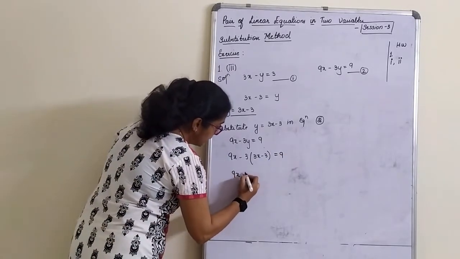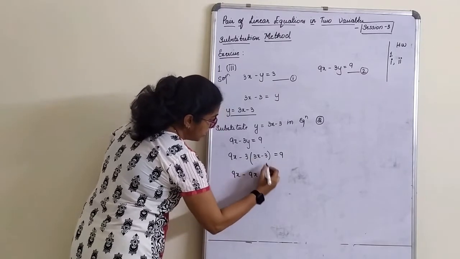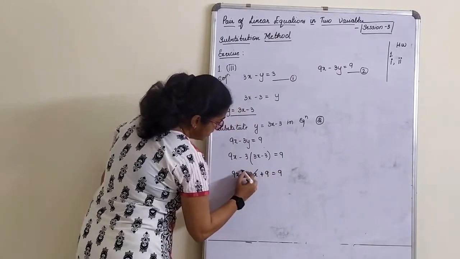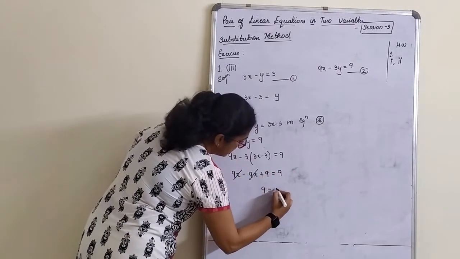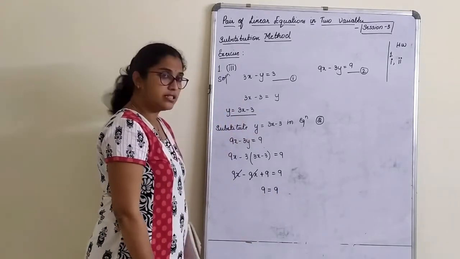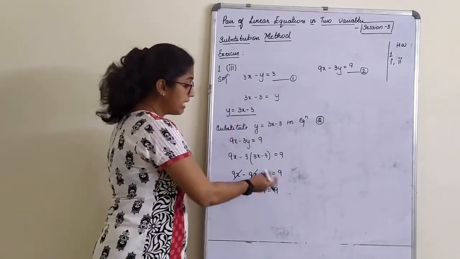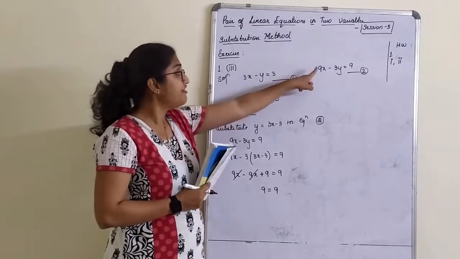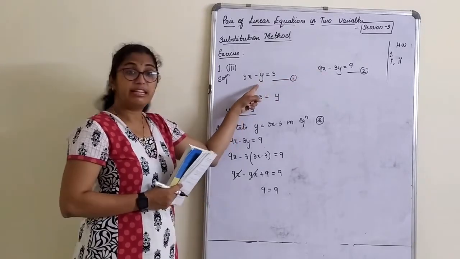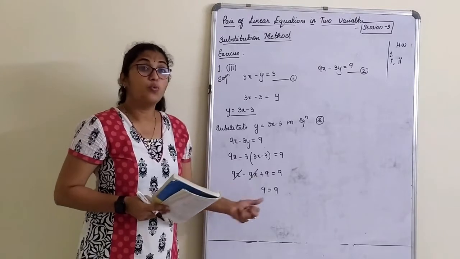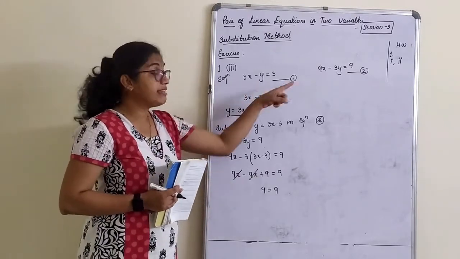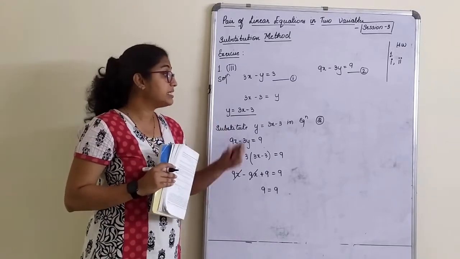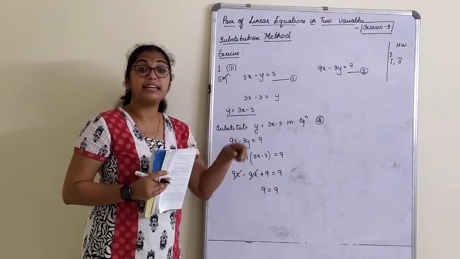Further, 9x minus 3 threes are 9x, minus 3 times minus 3 is plus 9, is equal to 9. 9x will get cancelled. What will I get here? 9 is equal to 9. What is this? There is no x value at all. I have got 9 is equal to 9. But if you observe the equation correctly, if I take 3 common here, I will get the same equation. That means, what type of equation is this? The lines representing these are coincident lines, correct? That means these lines will have infinitely many solutions.